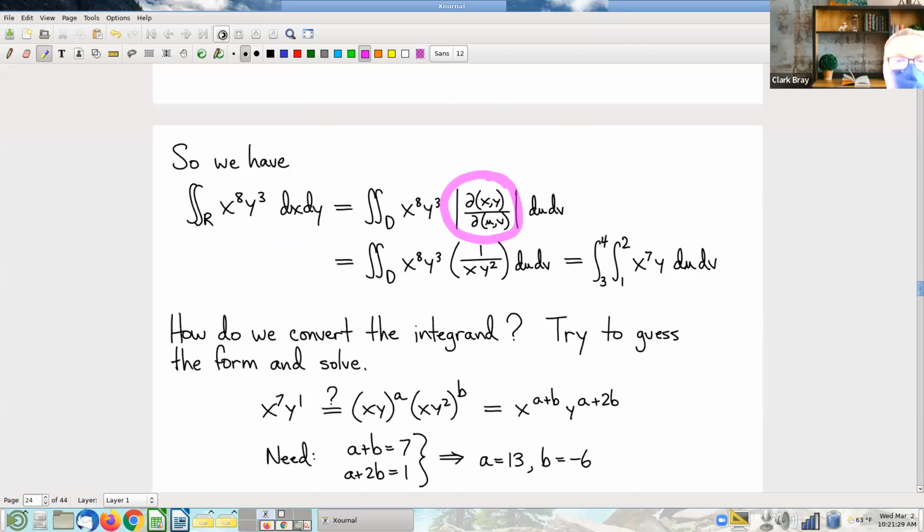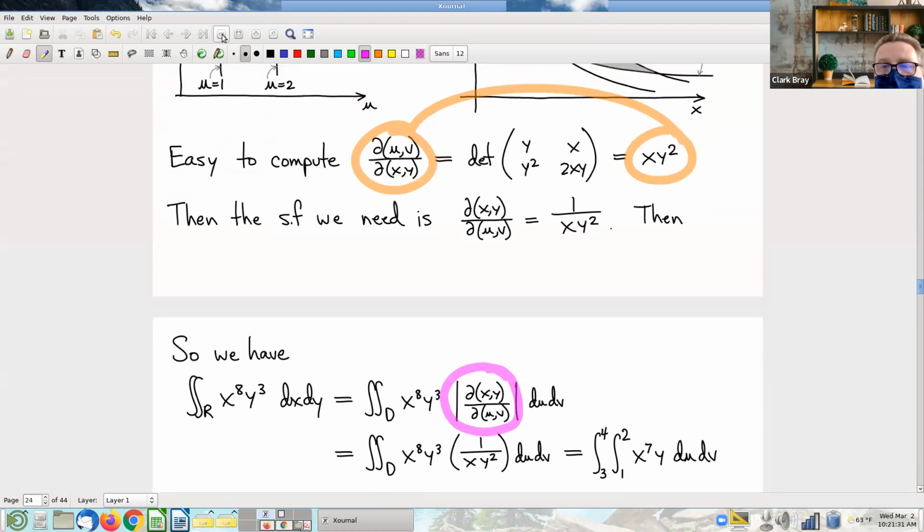So now let's compare, right? The one that I have is partial UV, partial XY. The one that I need is partial XY, partial UV. What I need is the reciprocal of what I have. And notice the notation does all of that for me.